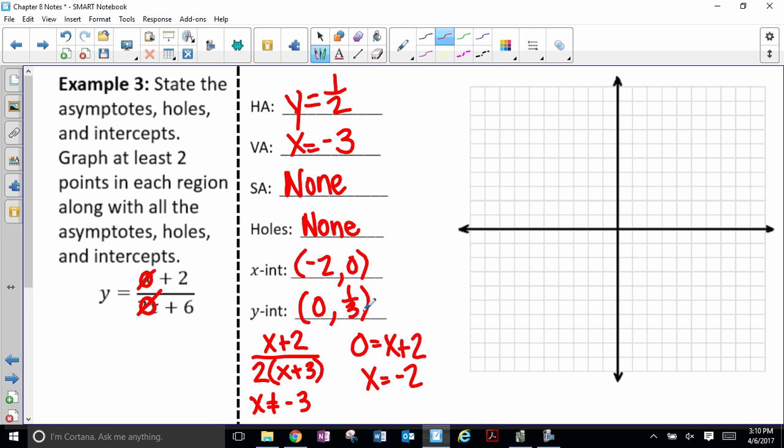All right, let's graph all this. So y equals 1/2 would be here. And x equals -3 should be here. Then -2, 0. And 0, 1/3, just right there close to your asymptote.